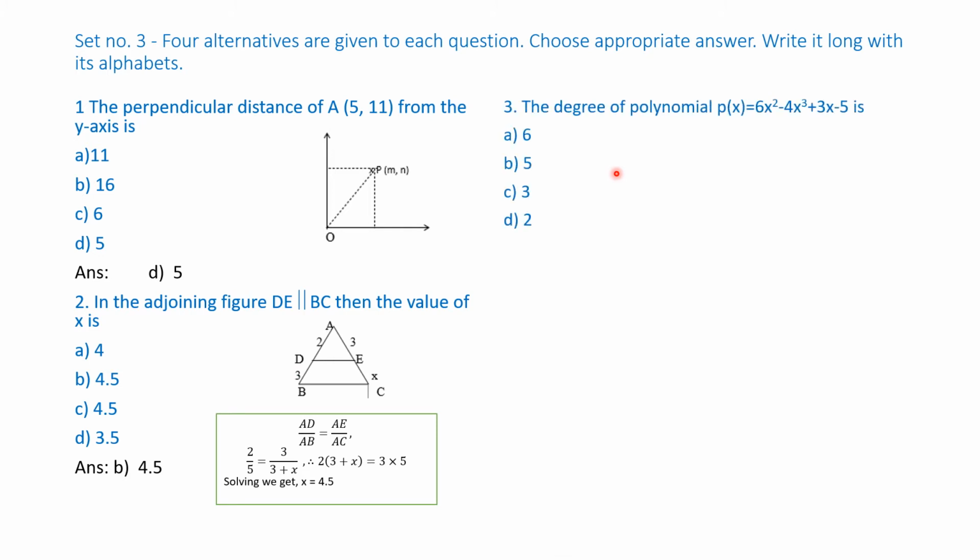Now, let us solve question number 3. The degree of the polynomial P(x) is equal to 6x square minus 4x cube plus 3x minus 5 is, we know this is the polynomial 6x square minus 4x cube plus 3x minus 5. So, we have to tell the degree of the polynomial. 4 options are given. A 6, B 5, option C is 3 and option D is 2.